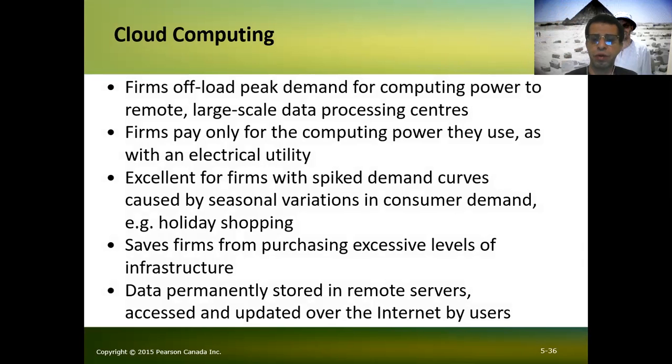So it is excellent for firms with a spike demand curve caused by seasonal variation in consumers, like holiday shopping, and it saves firms from purchasing excessive levels of infrastructure, which after a while gets outdated, or you have to upgrade it, plus maintenance, support and all these things. This is all outsourced. Also the data is permanently stored on the remote server, accessed and updated over the internet by users. The only bad side is security.